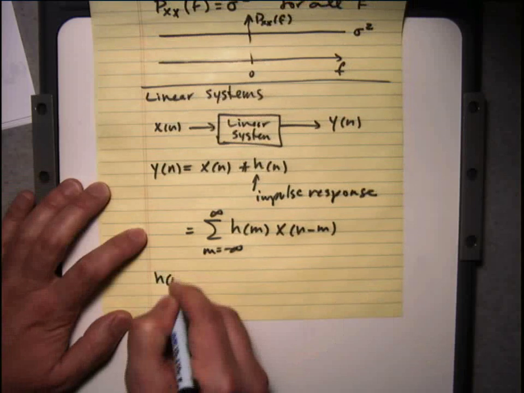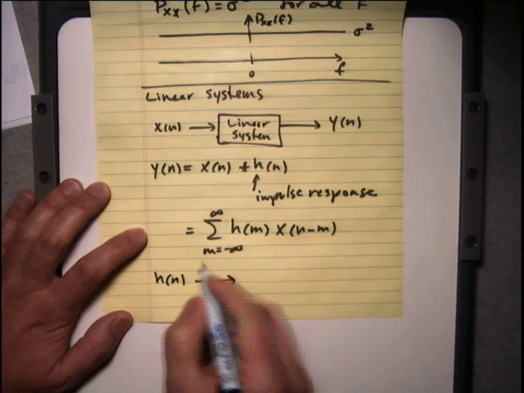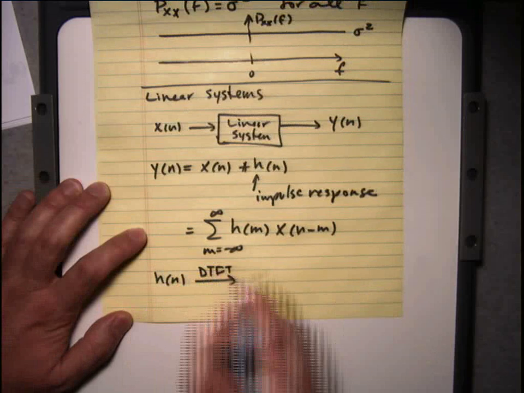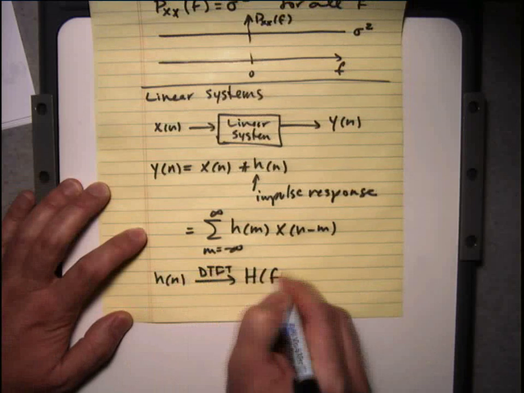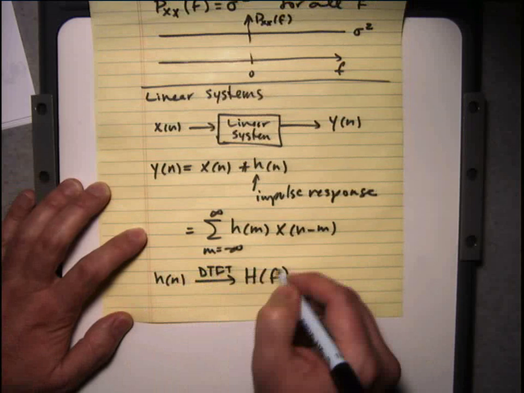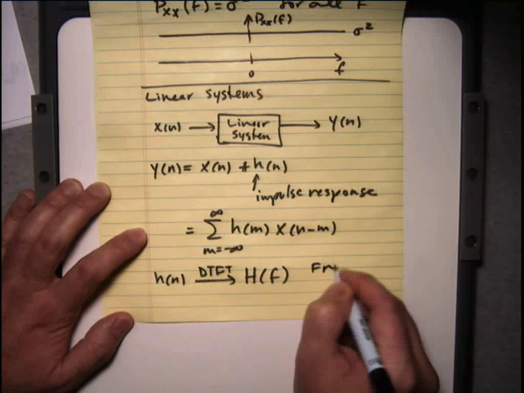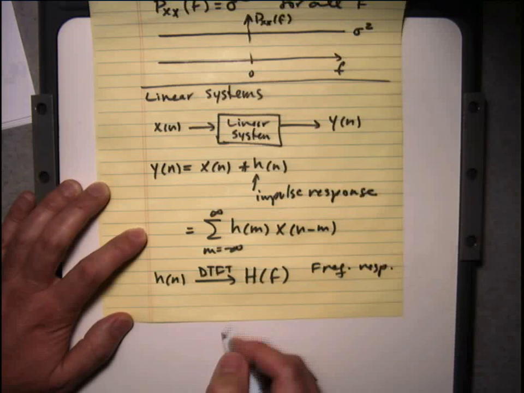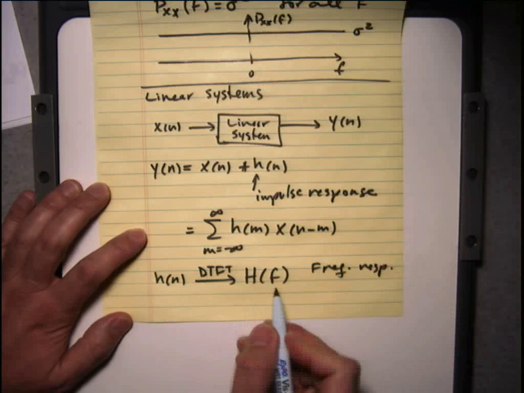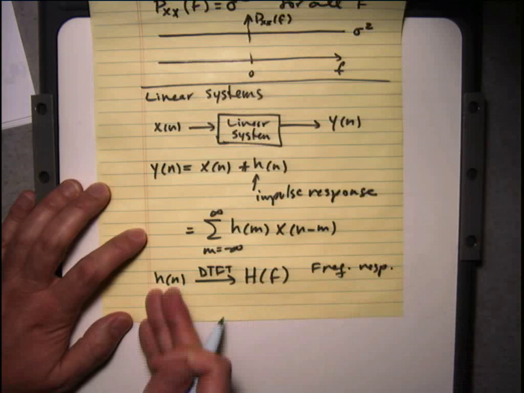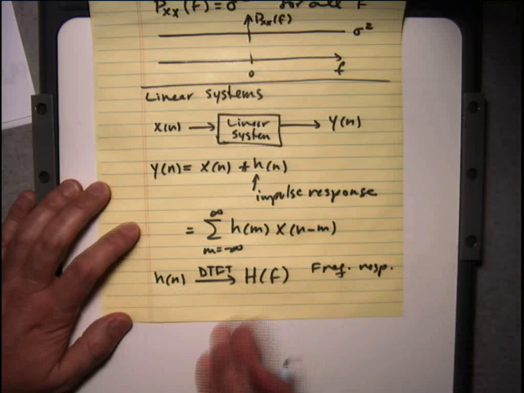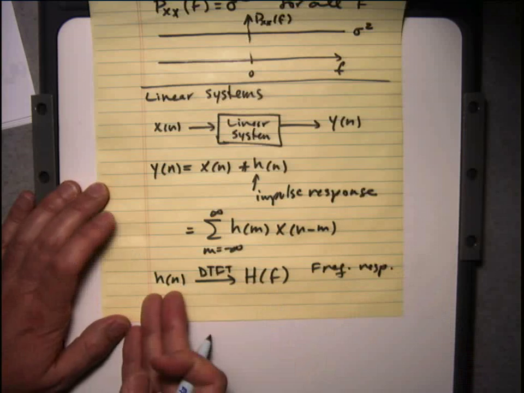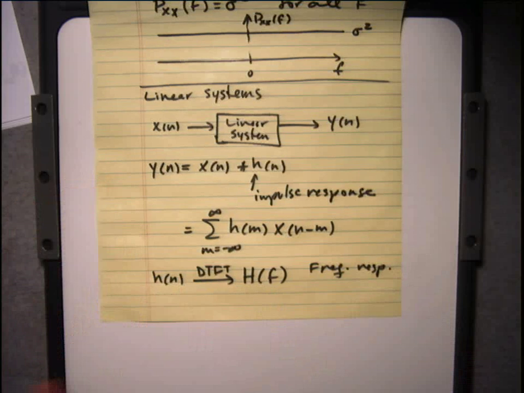If you take h of n to the discrete time Fourier transform domain, you get some function h of f, where f is frequency. This is called the frequency response. It has a formula, which is the formula that you saw before. It's just the Fourier transform of h of n. Okay, so what are we going to do with this now?